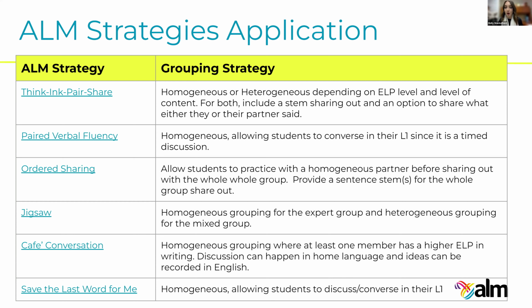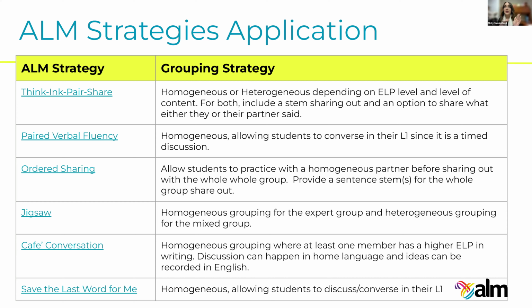So you all are reading Article 1, you all speak Swahili, and you're going to read Article 1 and become experts at that and decide how you're going to then go back to your heterogeneous group for the mixed group and share what you all decided. So homogeneous for the expert groups, and then they can be mixed groups when they come back and kind of share their expertise. For cafe conversation, homogeneous grouping where at least one member has a higher ELP in writing.